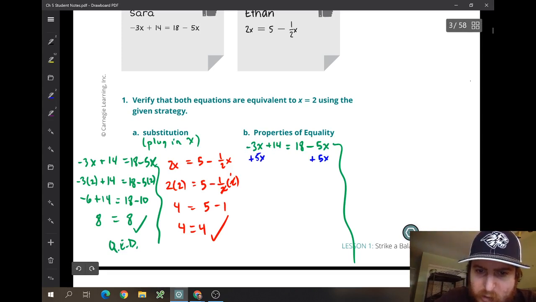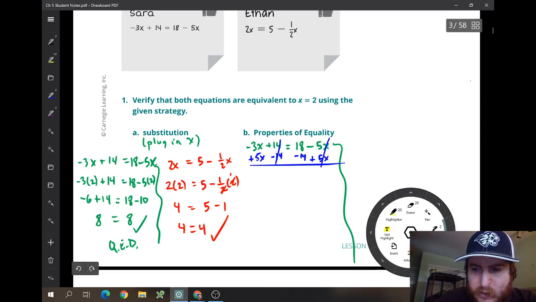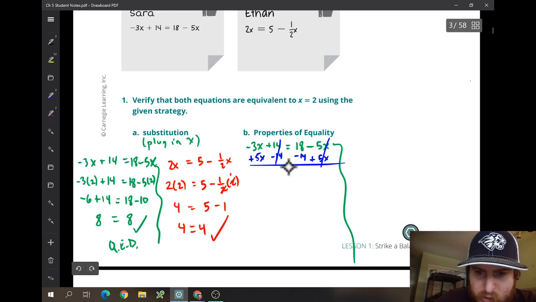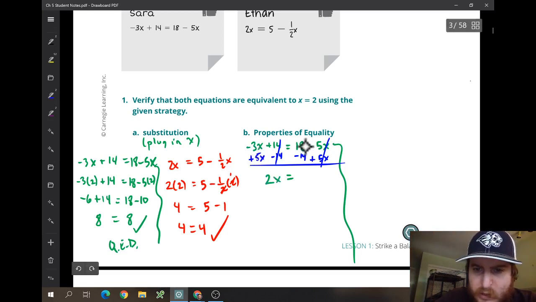And because we're in math accelerated, I'm going to do this at the same time. But if you wanted to do it in a separate line, you could minus 14 to both sides. If you want to put a line through the middle, you can. So the negative 14s cancel, the 5x's cancel. We just bring the equal sign down. You always just bring the equal sign down. So 5x minus 3x, you can read this backwards. 5x minus 3x, that's 2x. Equals 18 minus 14, that's 4.